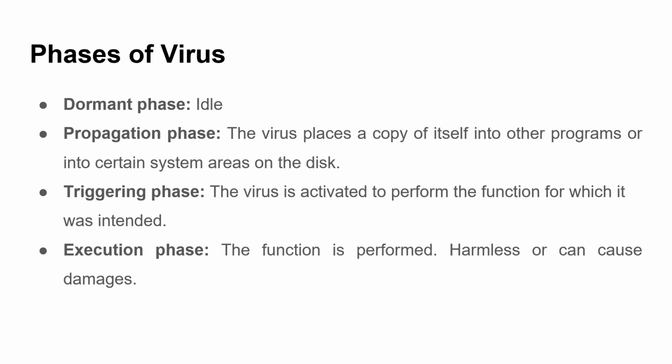The third phase is the triggering phase. In this phase the virus is activated to perform its function, like the dormant phase, and it can be caused by a variety of system events. The last phase is the execution phase. Here the function is performed, and it can be harmless or can cause damage, such as messages on the screen or harm to the system, like destruction of program or data files. Most viruses are designed to take advantage of the details and weaknesses of particular systems.